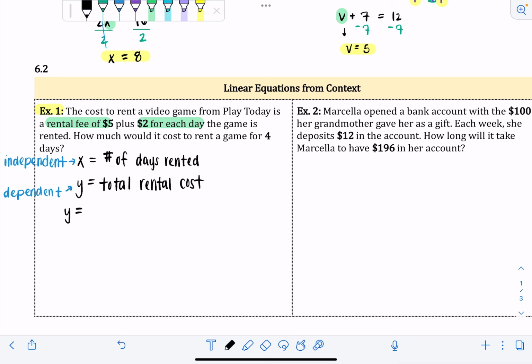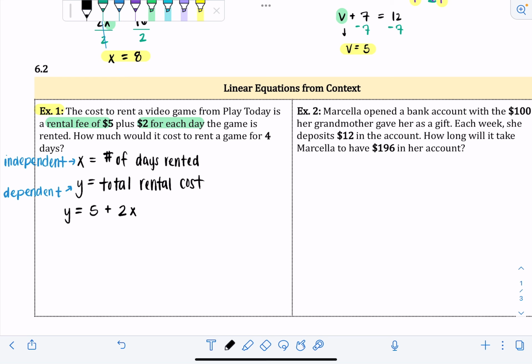So if we're renting a game, we automatically pay $5. And then plus we pay $2 each day. So if I rent for 3 days, I would do 2 times 3, $2 per day. Or if I rent for 4 days, I would have to do 2 times 4 days. So what I'm getting at is I have to take that $2 per day and multiply it by the number of days that I rent the game.